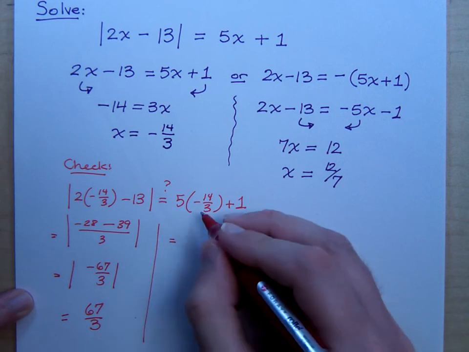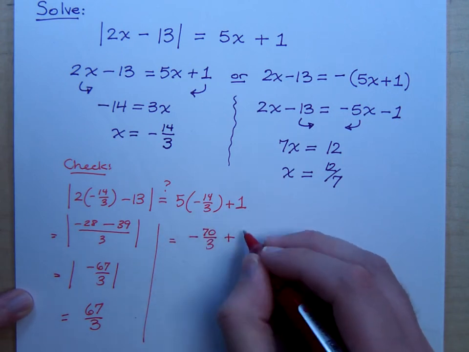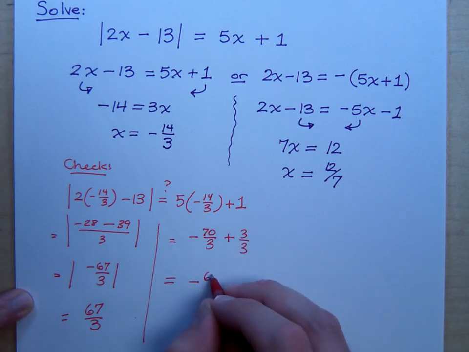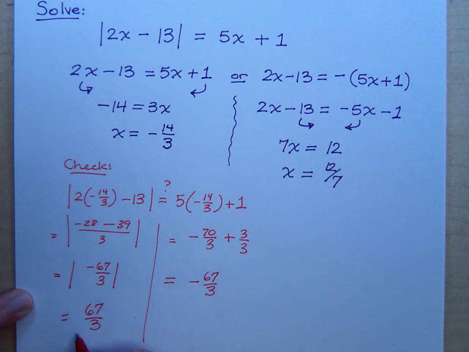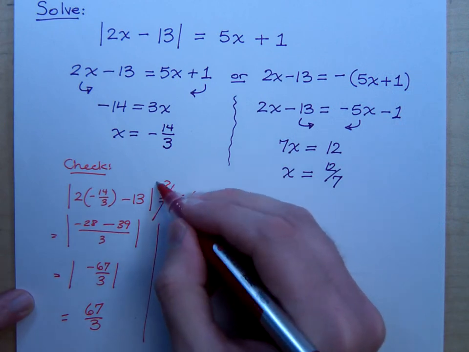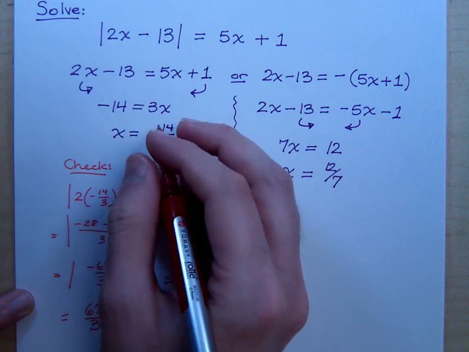Now let's see if that's the same thing over here. Over here I get -70/3 plus this guy is 3 over 3. And that equals -67/3. Are these guys the same? Right, 67 thirds is negative 67 thirds? These guys are not the same. So that's not equal. And here's a word that you guys need to learn.